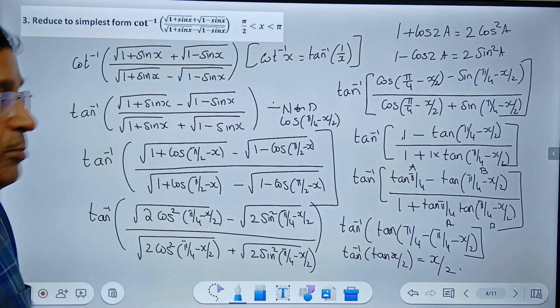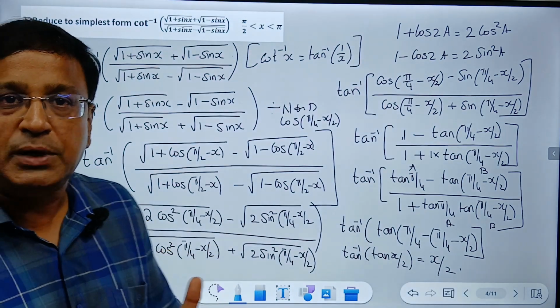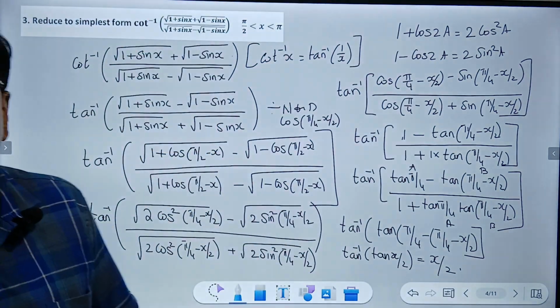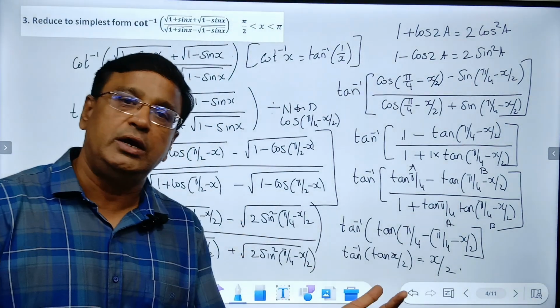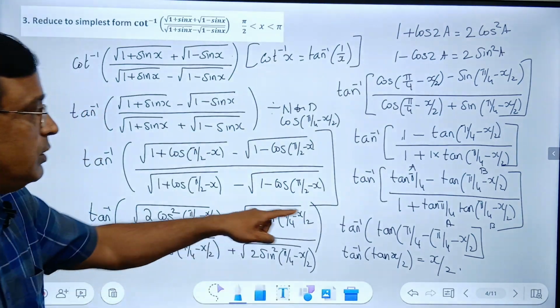I am giving you another option. You can always write this one as cos square x by 2 plus sine square x by 2, and write sine as 2 sine x by 2 cos x by 2, and then use the formula a square plus b square plus 2ab, a square plus b square minus 2ab. If you simplify, you will reach the answer.